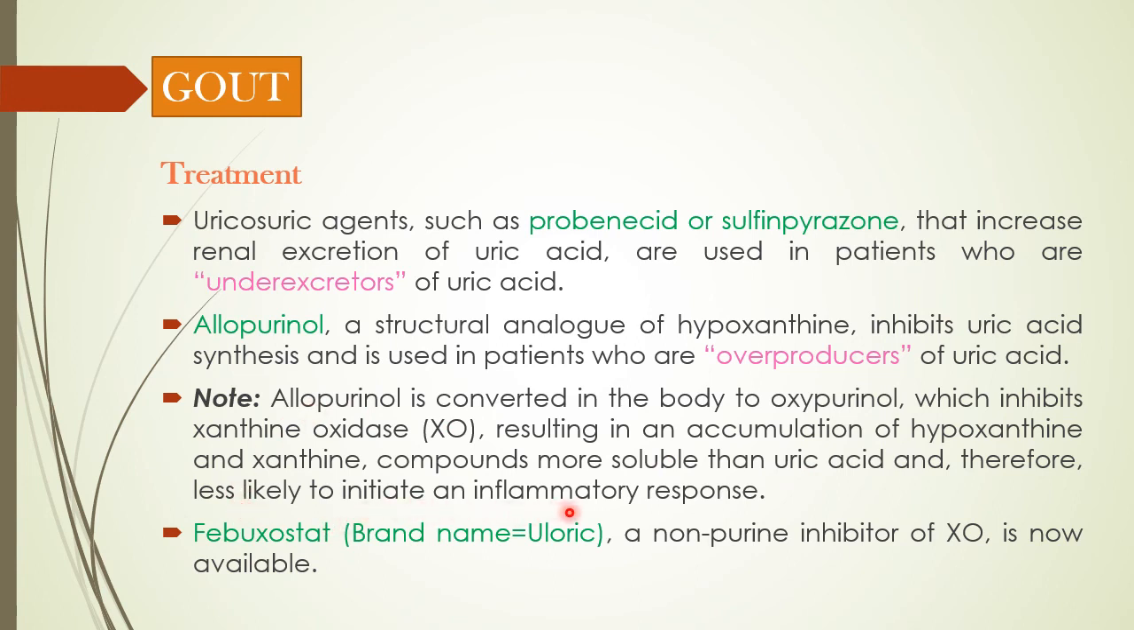There is another drug which is currently used for the treatment of gout, and that is febuxostat. It is also sold with the brand name Uloric. It is basically an inhibitor of xanthine oxidase, but its mode of action is different from the other drugs. It basically inhibits the molybdenum site on the xanthine oxidase, which is the active site of xanthine oxidase, and thus it blocks the action of xanthine oxidase and is used to treat hyperuricemia and ultimately gout.